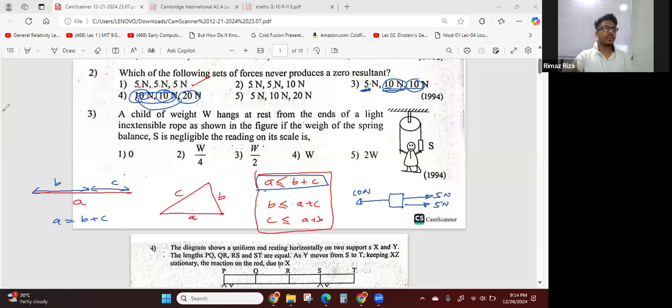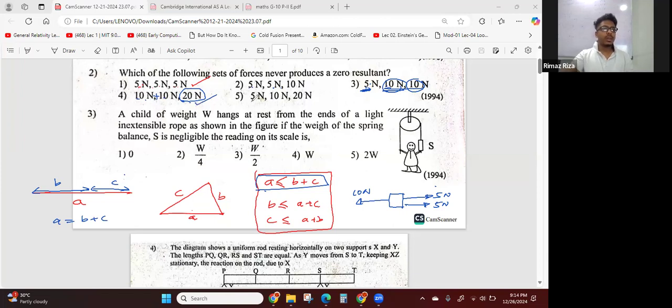When we say it is equal, then for example here if you consider this 20, 10 plus 10 is 20. So that means both 10 newtons are acting in one direction and 20 is in the opposite direction. So three forces are parallel, so we can get 0 here also.